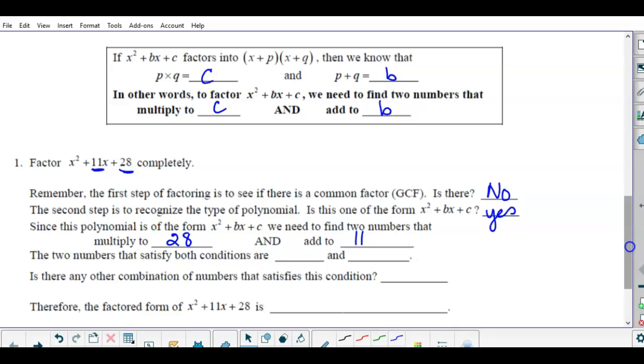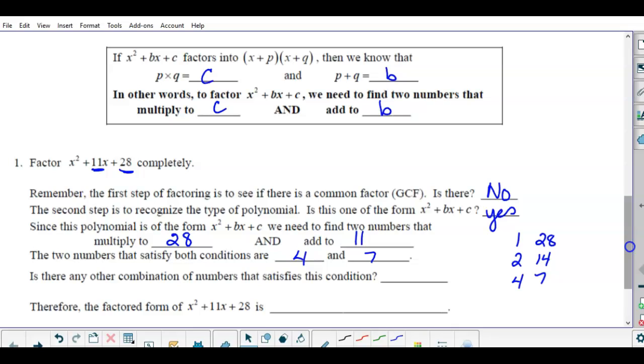Okay, so now you want to think about those factors. You can use your calculator. I always start with 1 and the number. So 1 and 28. Okay, well, does that add to 11? No. 2 and 14. Does that add to 11? No. 3 doesn't go in. 4 and 7. Does that add to 11? Yeah. Okay. So 4 and 7 are the two numbers.